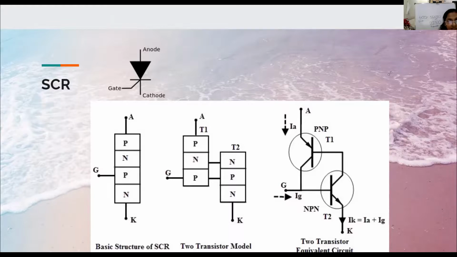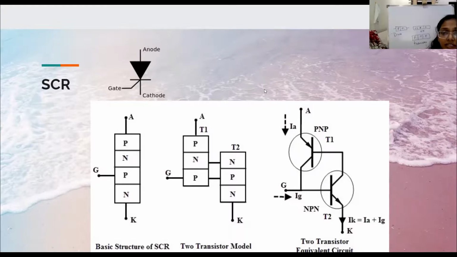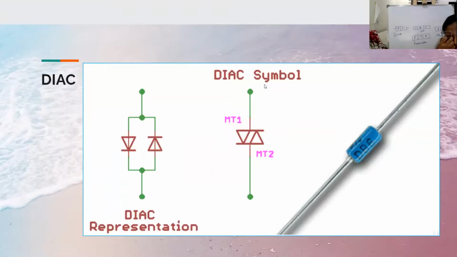ऐसा एक डिवाइस है, SCR, 4 लेयर सेमीकंडक्टर डिवाइस है. Let's go to the next one, that is the DIAC. ओके, डायक, इसको डायक बोलते हैं. Now DIAC acts as a bidirectional PN junction. ठीक है, ऐसे आप देख सकते हो, बाई डायरेक्शनल थायरिस्टर है ये.